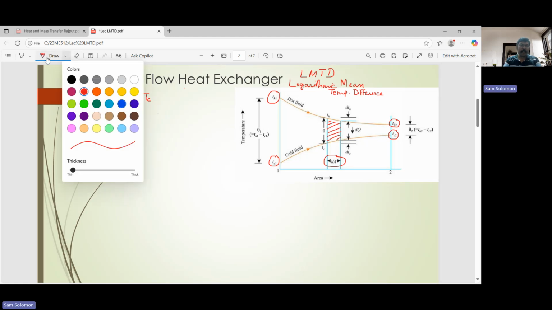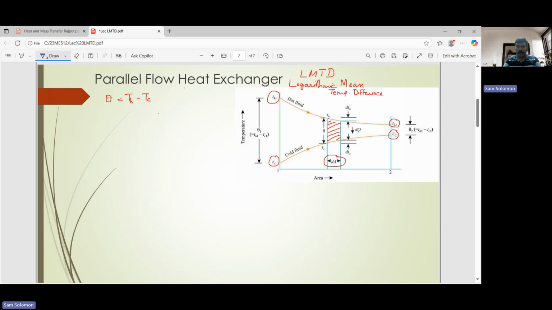So the difference between THI and THO over here. So this is going to be THI, and this is going to be your THO. So the difference between these two, that is what is given as dTH. And similarly, the difference in the temperatures at the exit and inlet, that is going to give you the dTC. And the heat transfer rate within this elemental area, we are going to call it as dQ.